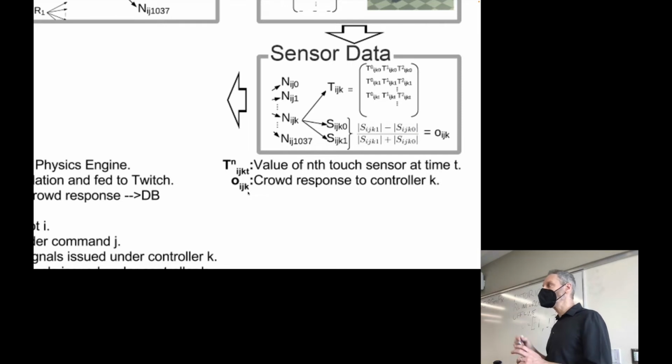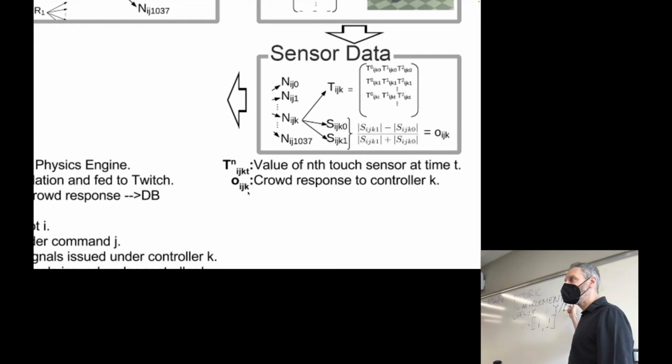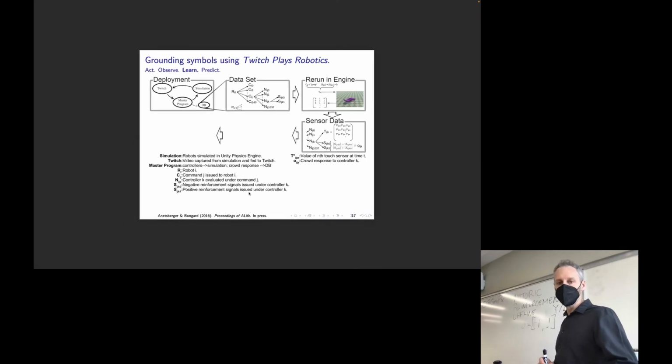So an O of 0 is going to represent a split vote. It got 9 yeses and 9 nos, or 23 yeses and 23 nos. Doesn't really matter how many. The crowd was in disagreement as to whether the robot was jumping or not. Yeah? Okay.